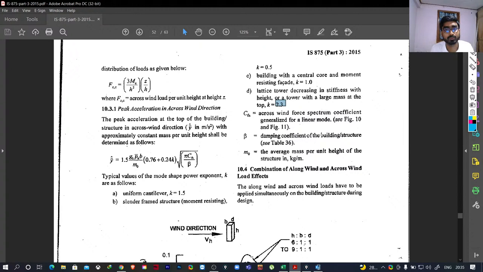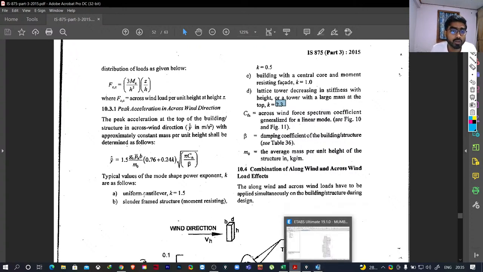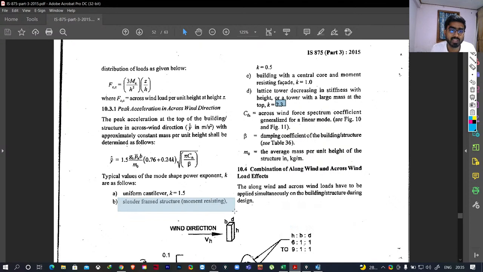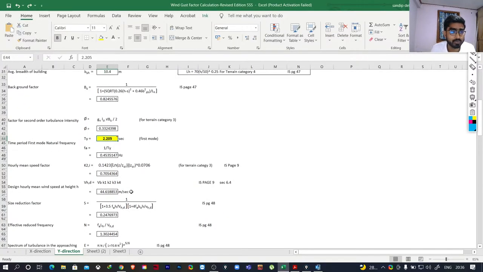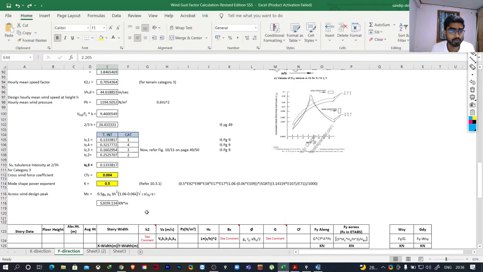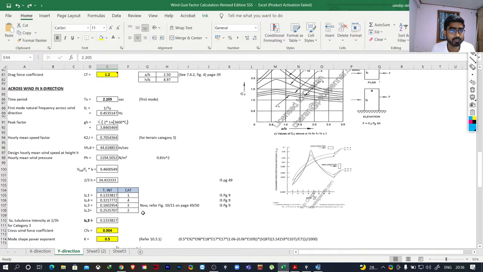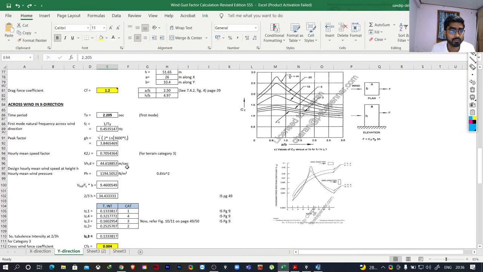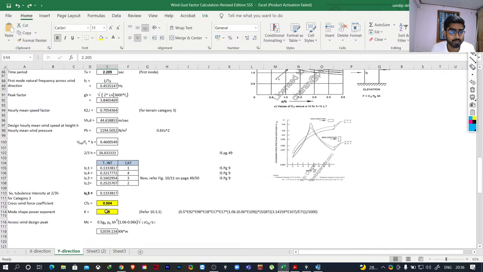Now, in case of structures with around 150 meter height, there will be a lift core. But here in our structure, we do not have a specific lift. So for this, you can go with slender frame structure actually. So I'll consider this K value as 0.5. So if you see here, K value I have considered for the across wind, see where it is. K value 0.5. Yeah, here you can see, you just have to put it by yourself.